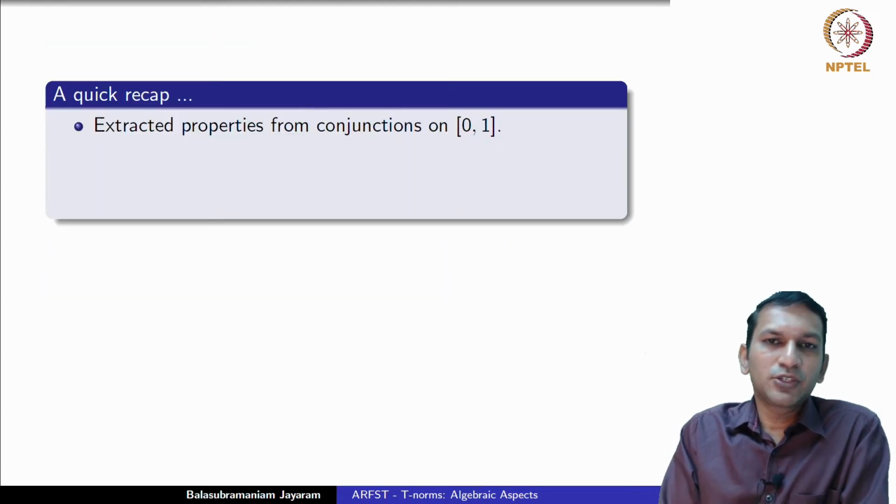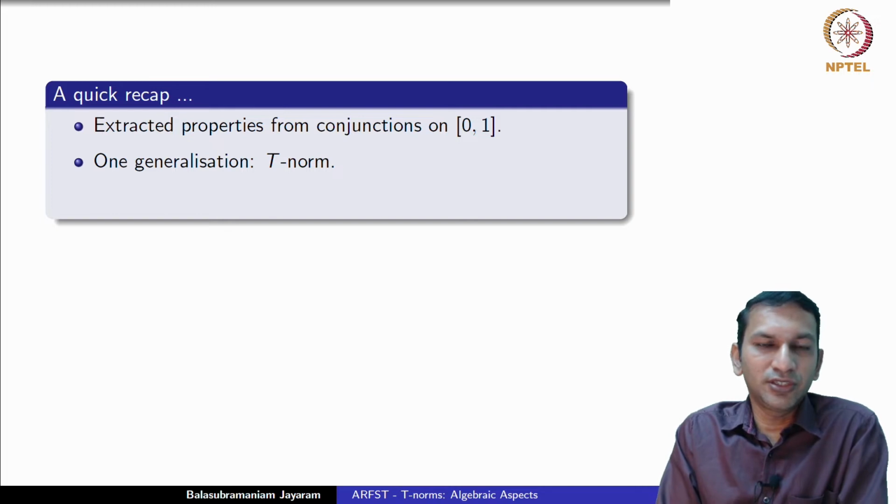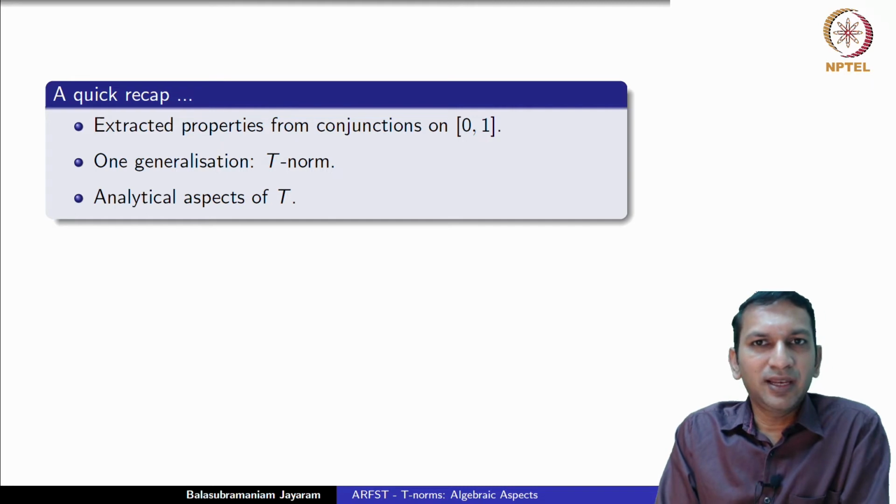In the previous two lectures, we had looked at coming up with an axiomatic definition of one particular generalization of conjunctions to the setting of fuzzy sets, that of T-norms, in brief, triangular norms. We've also seen some analytical aspects of triangular norms, especially different types of continuity.